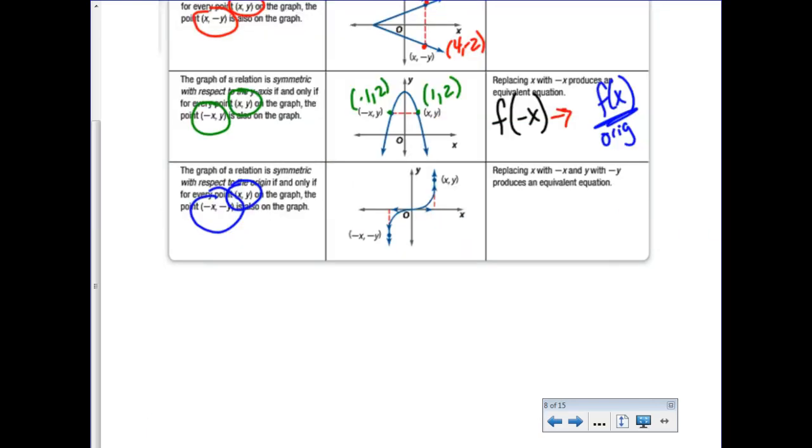However, if you have something that you think has symmetry of the origin, we're going to learn in a moment that's called an odd function. And what happens is when you plug in a negative x into your function, you get the opposite function back.